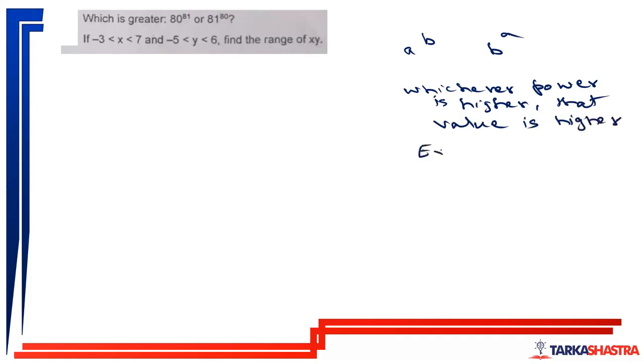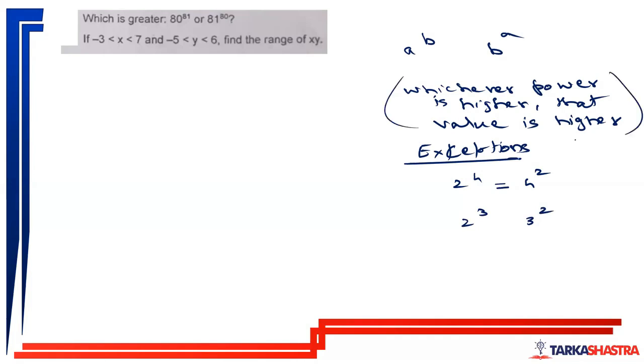Now there are some exceptions. What are those exceptions? Like 2 raised to 4 and 4 raised to 2. If whichever power is higher, that value is higher, according to that, 2 raised to 4 should have been higher. But these two are equal. 2 raised to 3 and 3 raised to 2. According to the rule which we are using, whichever power is higher, that value is higher, this should be higher. But actually, 3 raised to 2 is greater than 2 raised to 3. 9 is greater than 8.